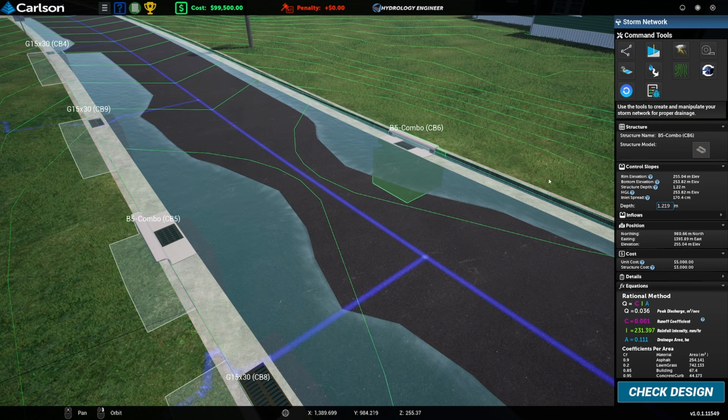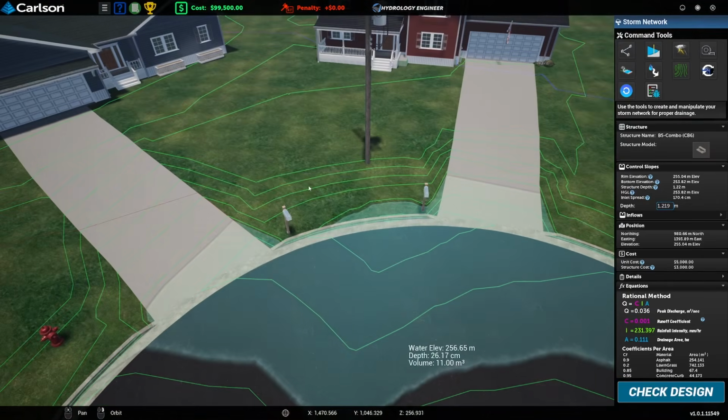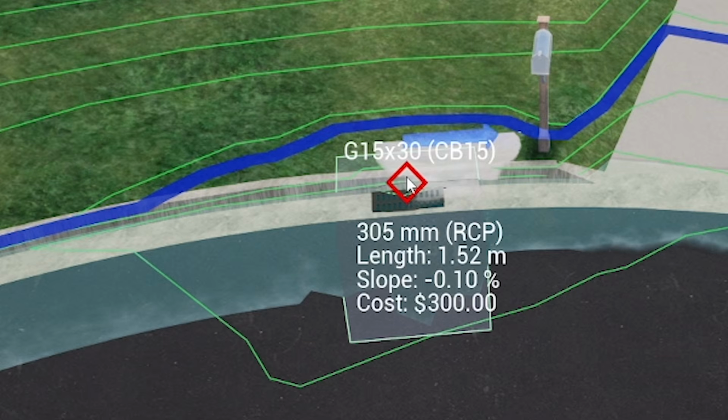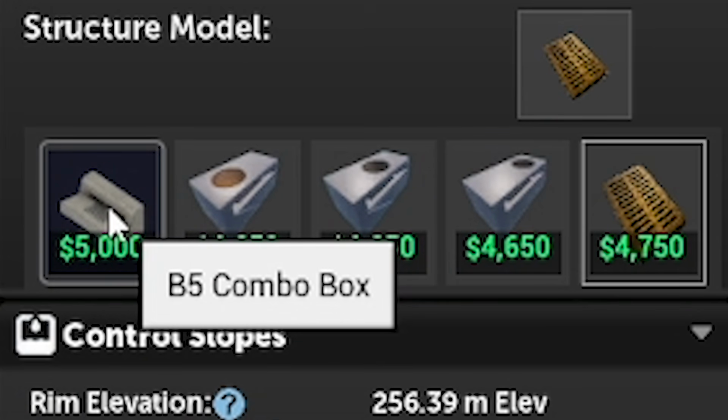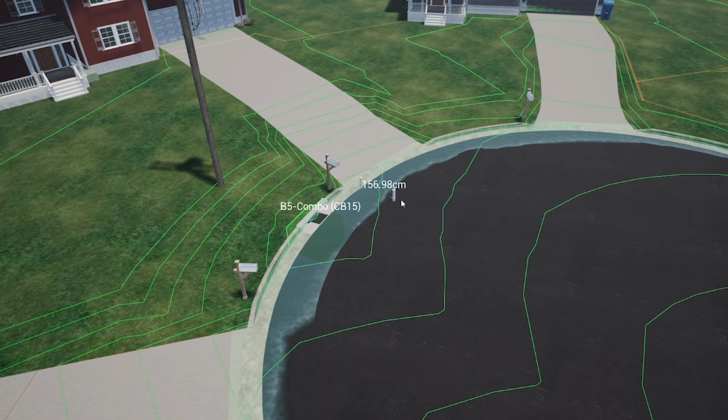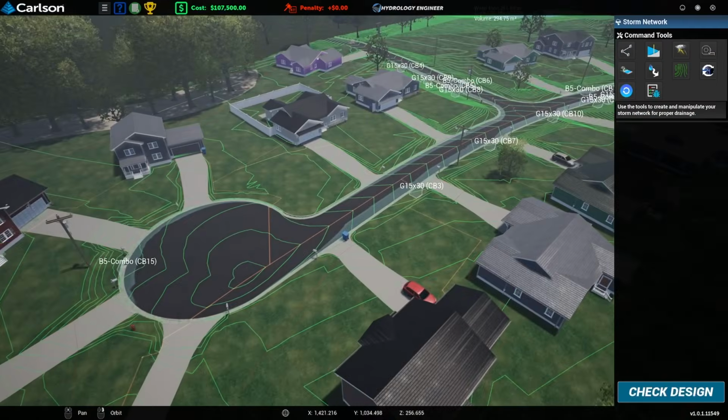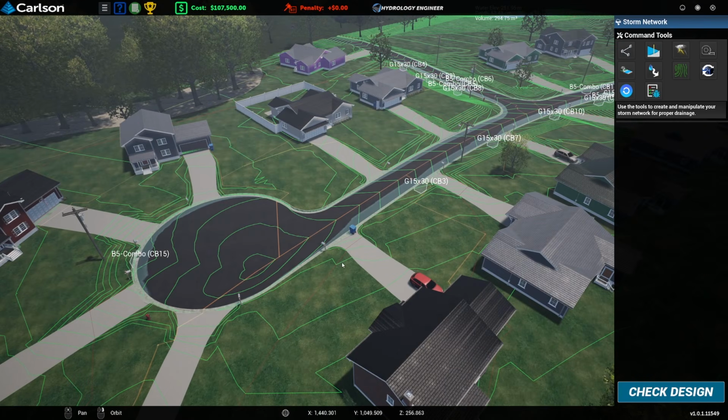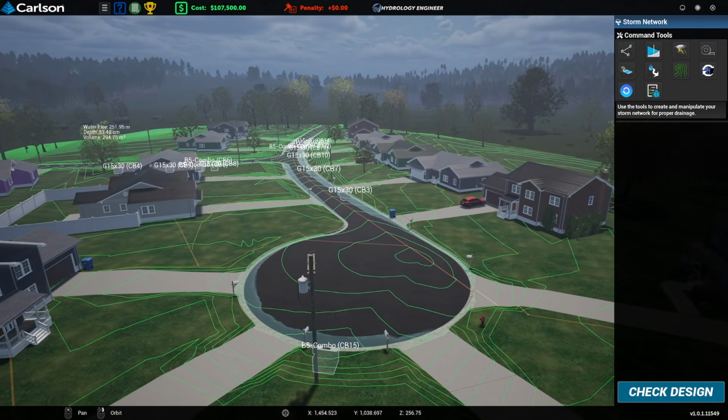In the UK, this is where the double gullies would be. Oh yeah, there's a low point up here that I completely missed. So shove that down there. Make sure it's this B5 combo box. Check all the widths are below 2.4. Nice. So that is our entire network drained in terms of we've got the gully spacings down.